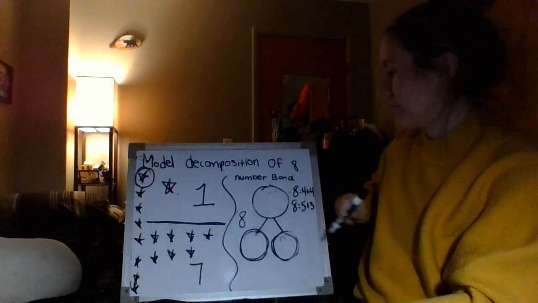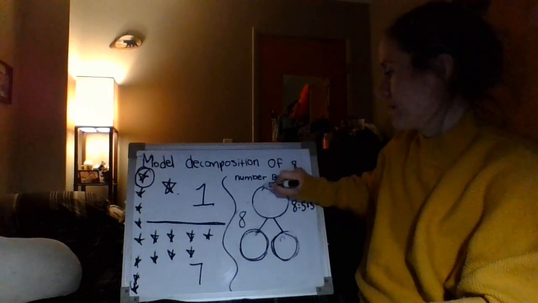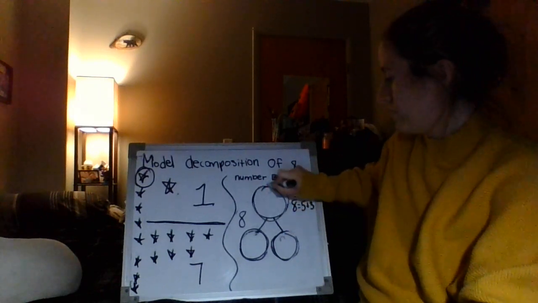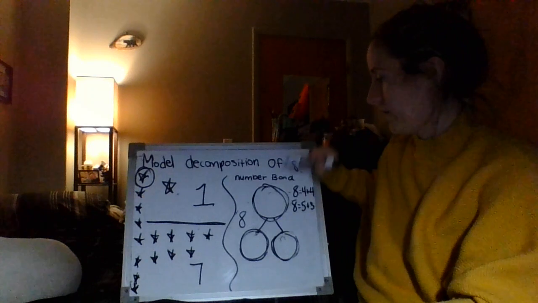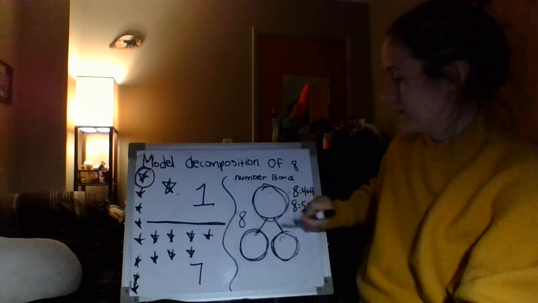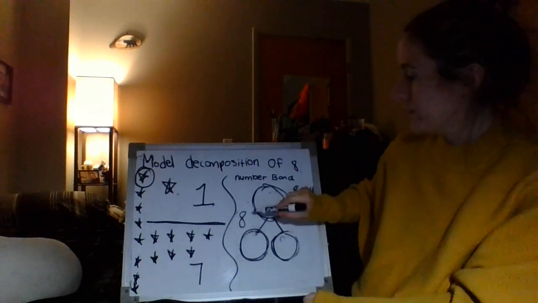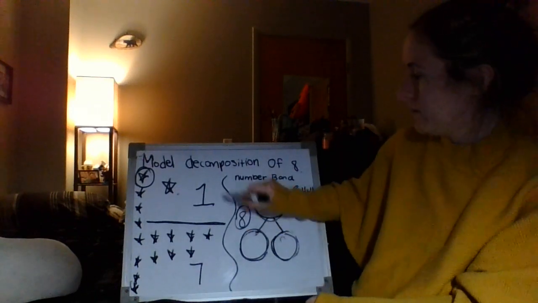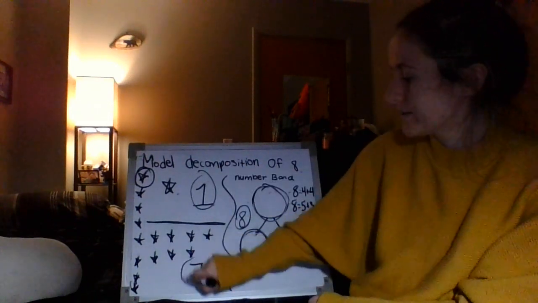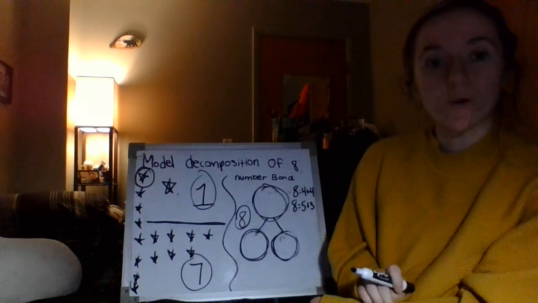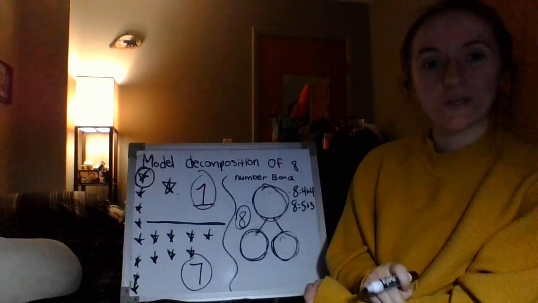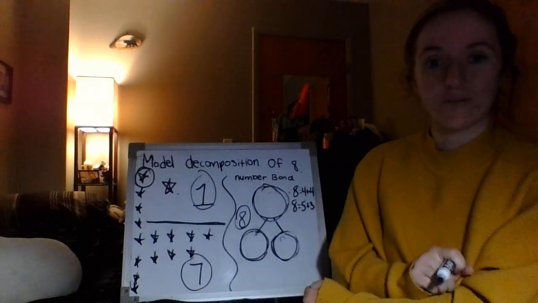So I'm going to stick these numbers into my number bond. I want you to draw your number bond. Okay, just like that. You have 1 circle, lines, 2 circles. And I want you to work on right now putting these 3 numbers, 8, 1, and 7, into your number bond. And I'm going to put it on the board and you'll be able to check to see if that's what you had in your number bond.